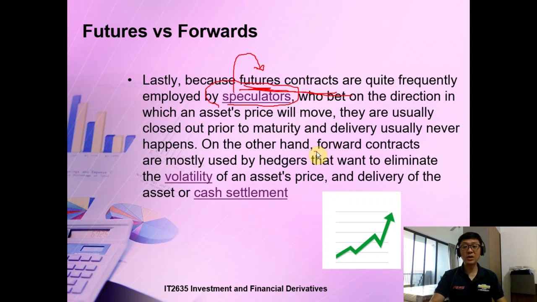On the other hand, forward contracts are usually more for serious hedgers, manufacturers, producers, or buyers who really want to eliminate the volatility of the asset's price. They are more keen on getting the delivery of the assets, doing the cash settlement. They are mainly keen to fix the price. So there are fewer gamblers in a forward contract. There are more serious people who want to take the underlying assets.